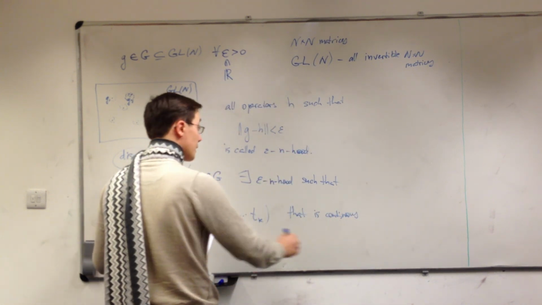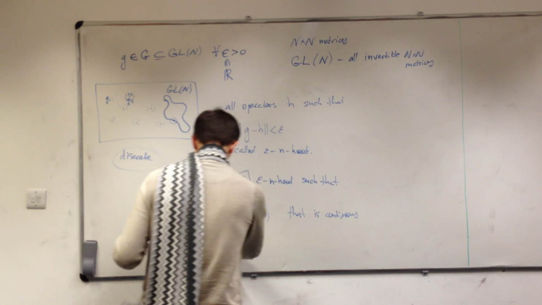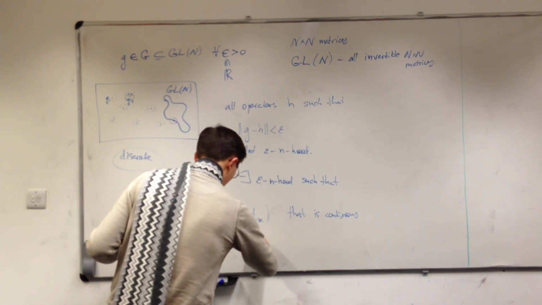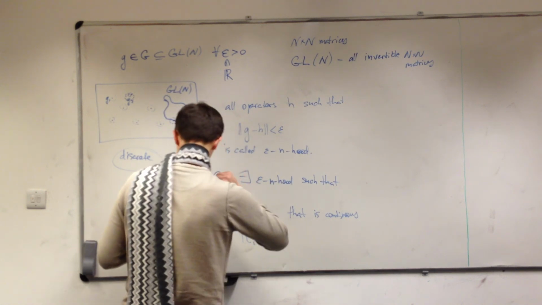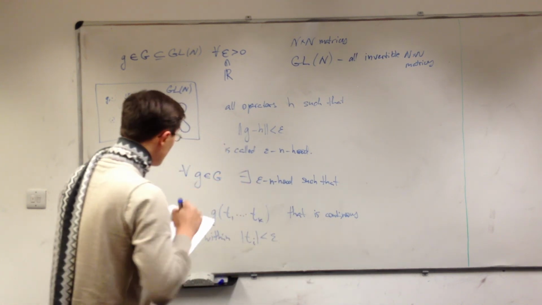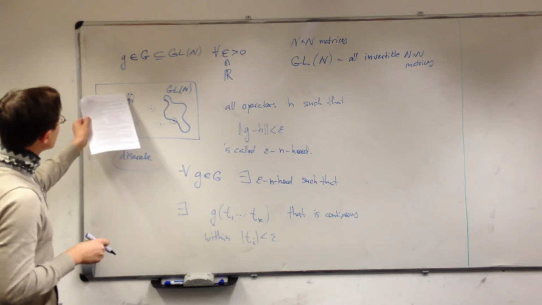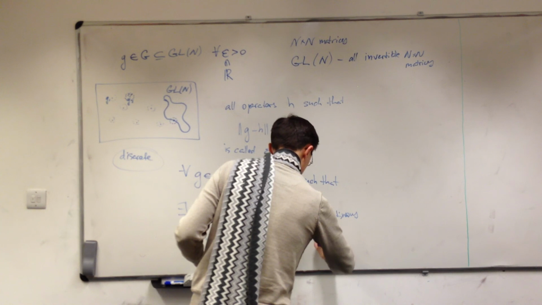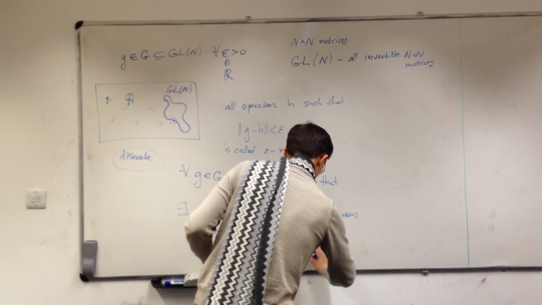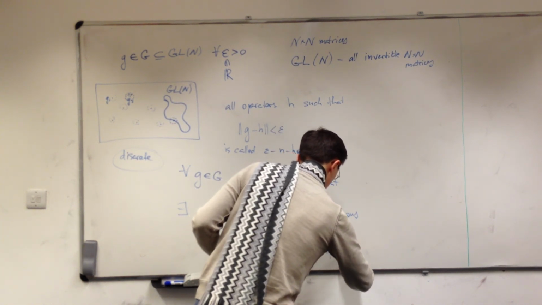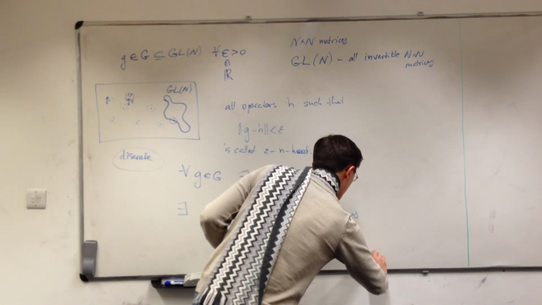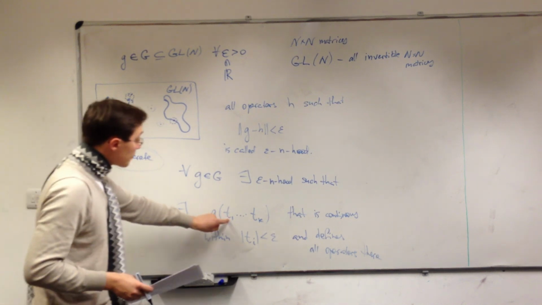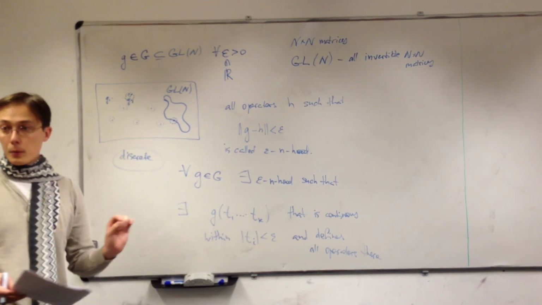Within that epsilon cube, so within modulus T_i less than epsilon, that defines all operators in this epsilon neighborhood. And defines all operators there. And furthermore, has different values of these parameters for different operators.